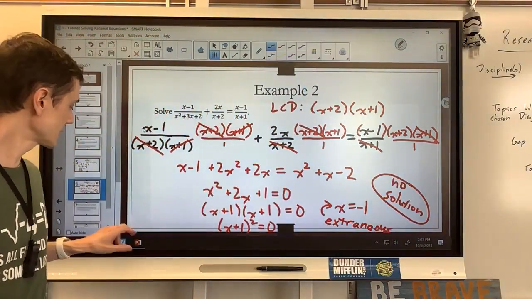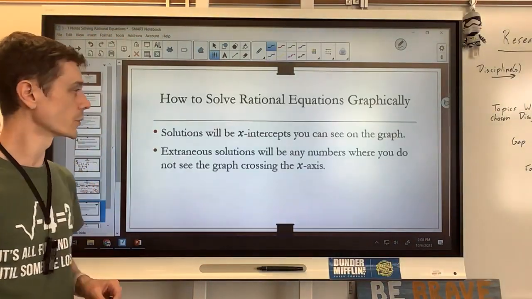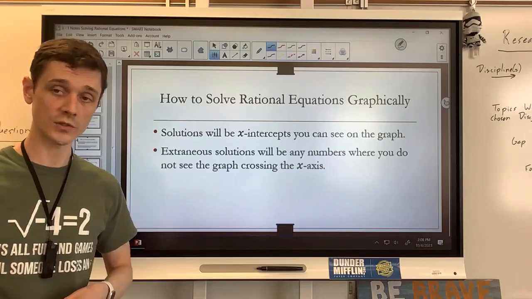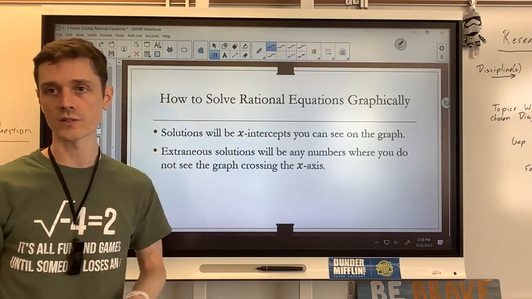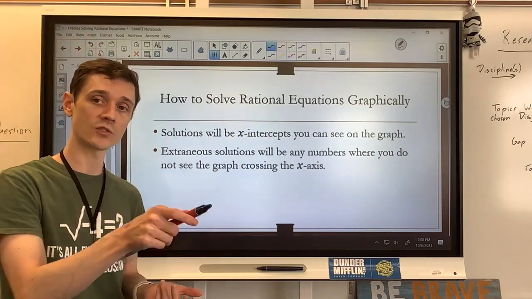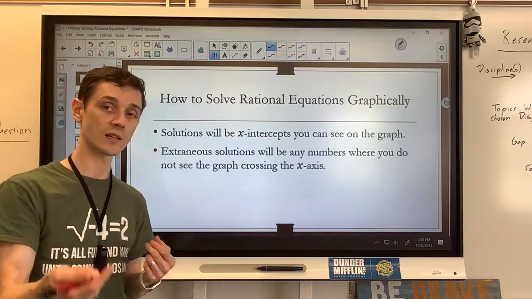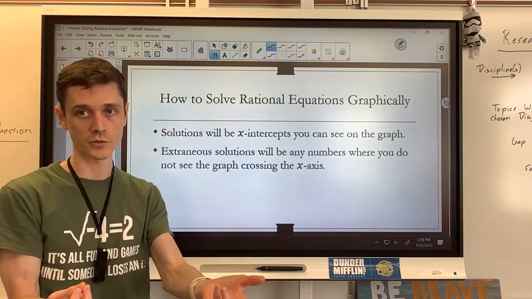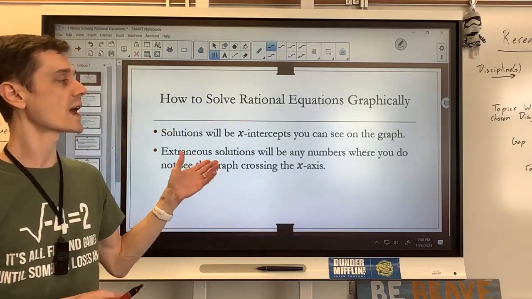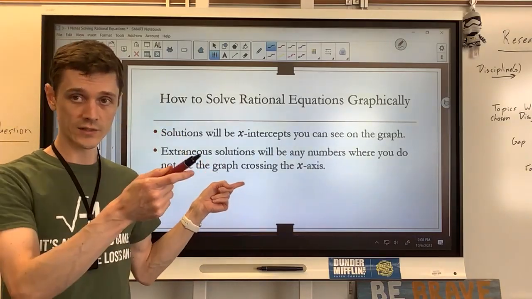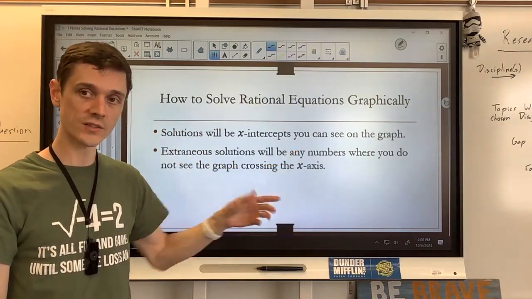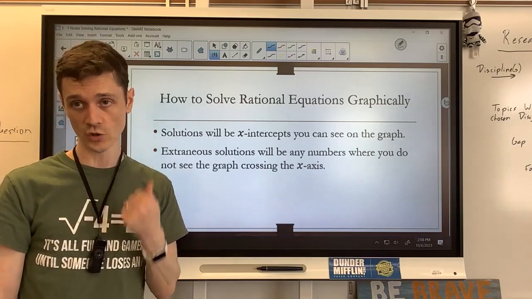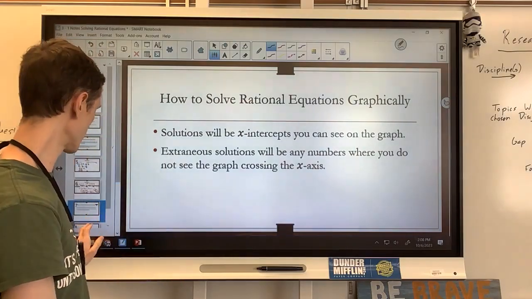Now let's look at a slightly easier part of dealing with solving rational equations. Let's look at the graphing approach. The solutions will be x-intercepts that you can see on the graph. Basically just look at where the line touches the x-axis. If you see it touching at x equals 2, then that means x equals 2 is a solution. Sometimes they're going to ask you about a number where you do not see an x-intercept. If you don't see the line touching the x-axis at a given value, then that must be an extraneous solution. It is not one of our actual answers.